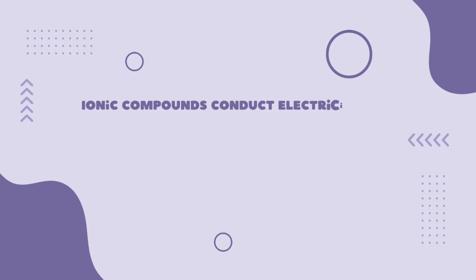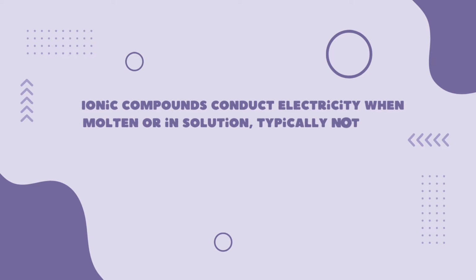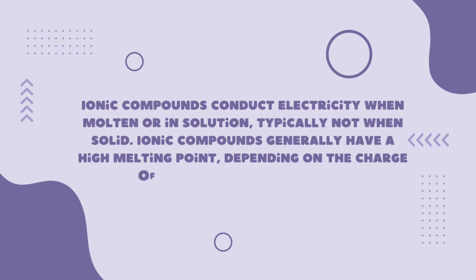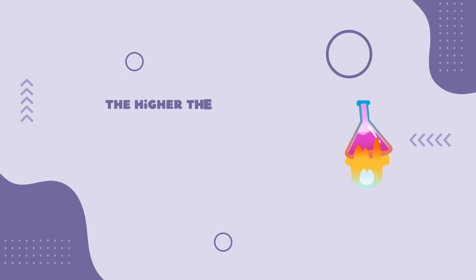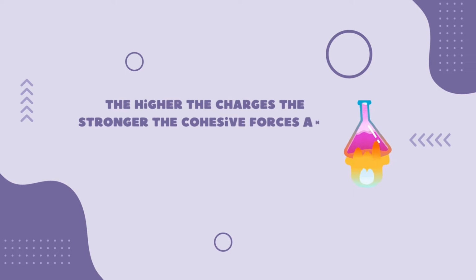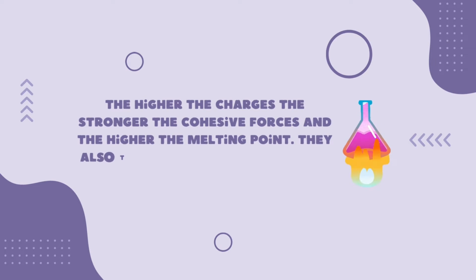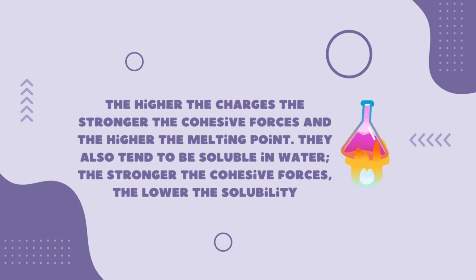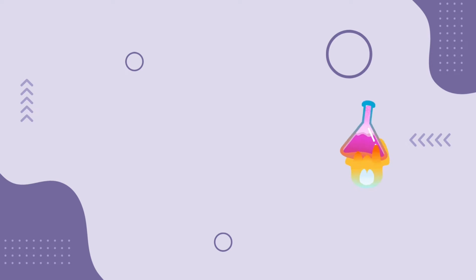Ionic compounds conduct electricity when molten or in solution, typically not when solid. Ionic compounds generally have a high melting point depending on the charge of the ions they consist of. The higher the charges, the stronger the cohesive force and the higher the melting point. They also tend to be soluble in water. The stronger the cohesive forces, the lower the solubility.